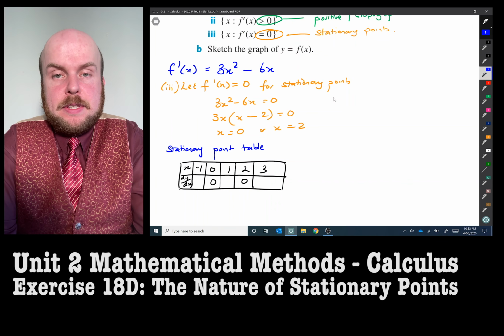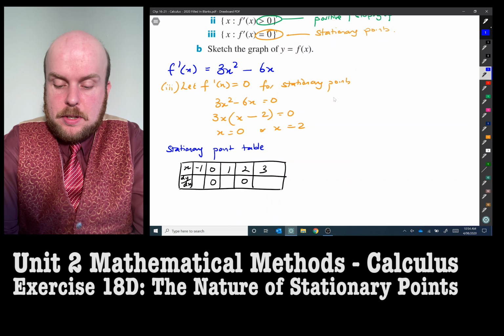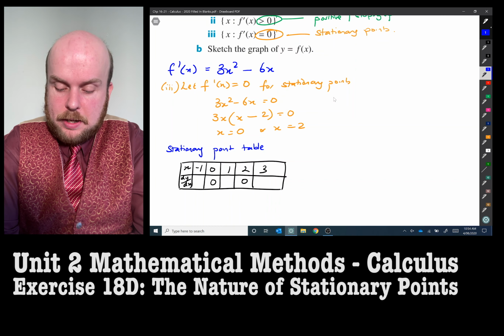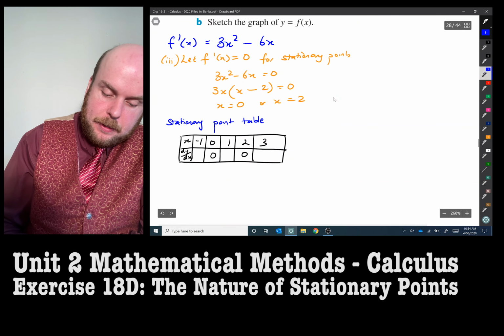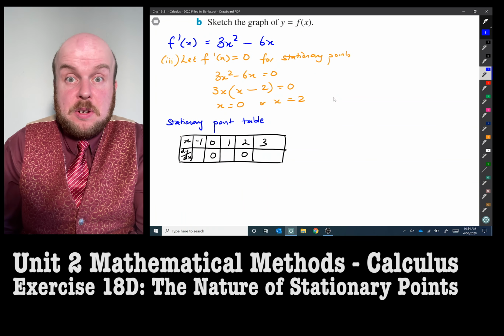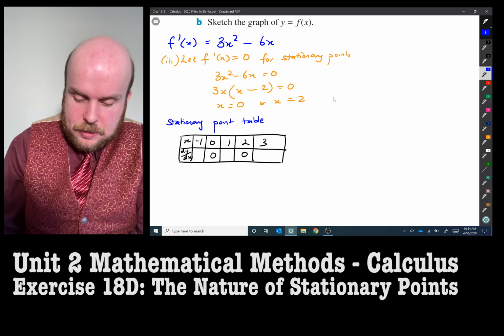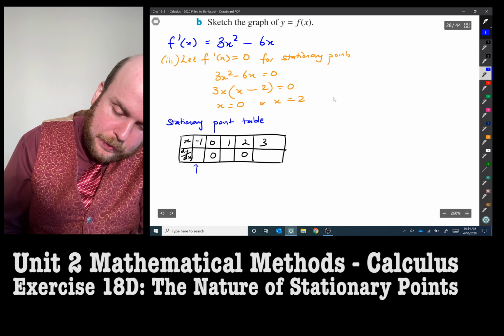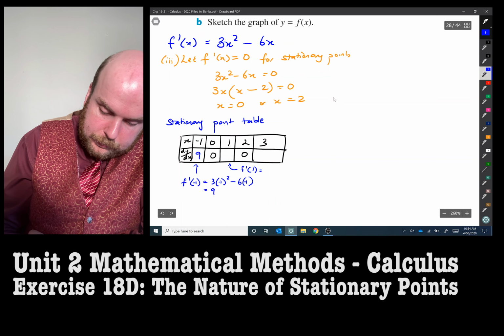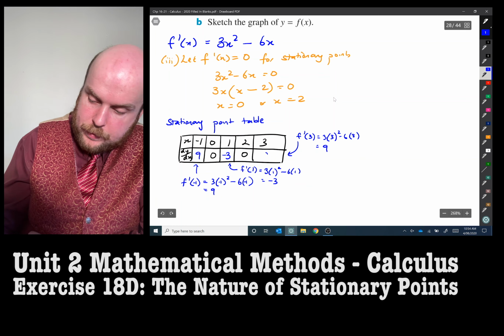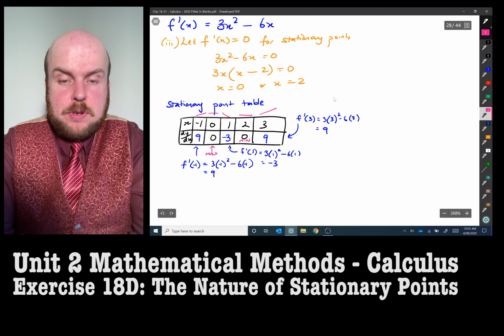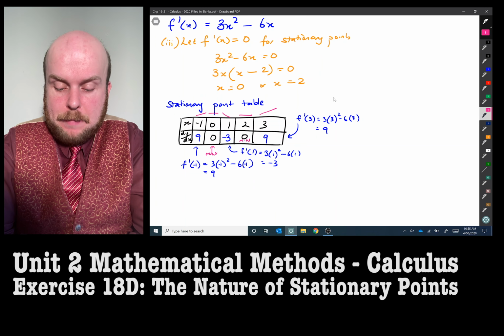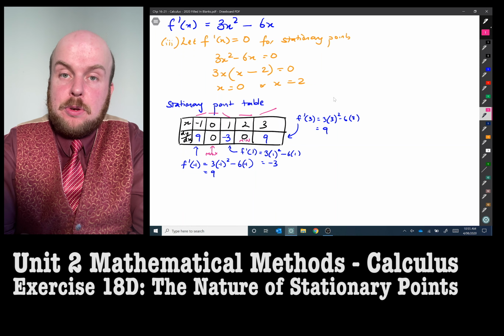So much like in the previous example, all I need to do is to substitute into the derivative the values -1, 1, and 3 to find the nature of these turning points, or stationary points. We don't know if they're turning points, but this gives the nature of the stationary points. So our two stationary points, the one when x equals 0 is a local maximum, and the one where x equals 2 is a local minimum.